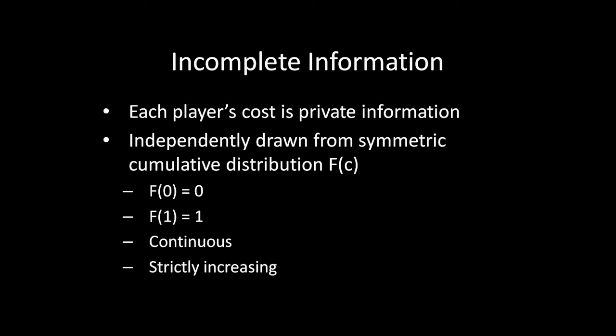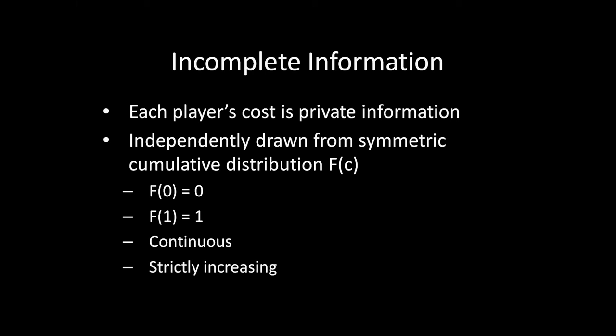So I know what my true cost is. I know where my priorities are, whether I really have to get to work or not, and you don't. But we do know each other's distribution function. This is going to be a distribution function that is symmetric, and it's going to be independent. We're going to call that distribution function F of c, c being that cost.